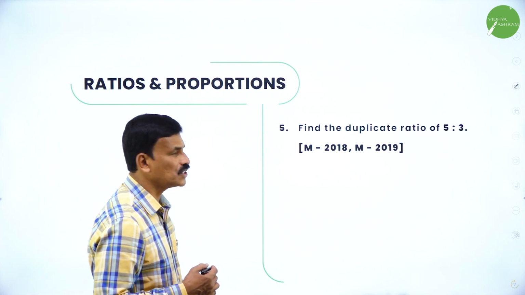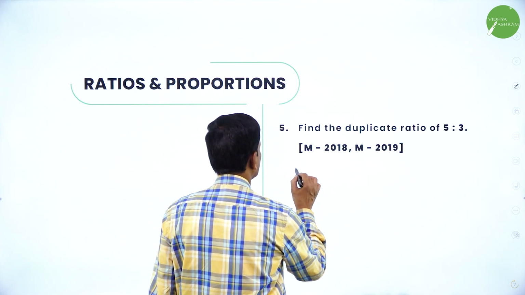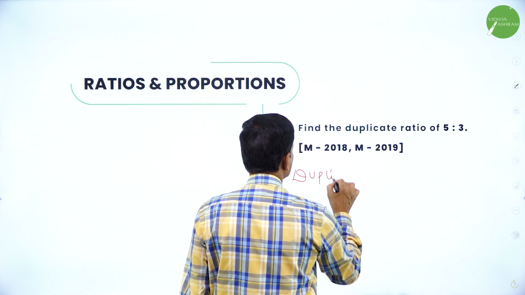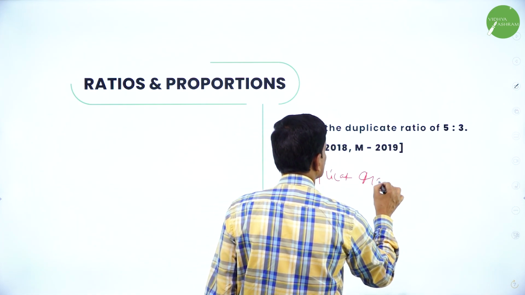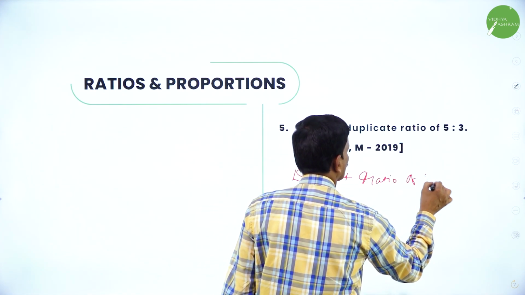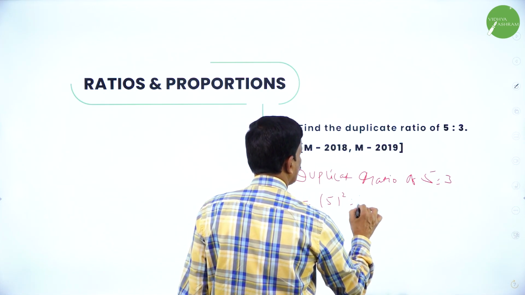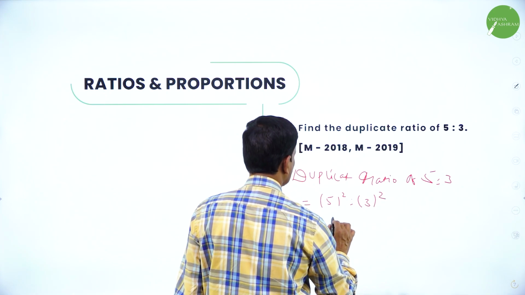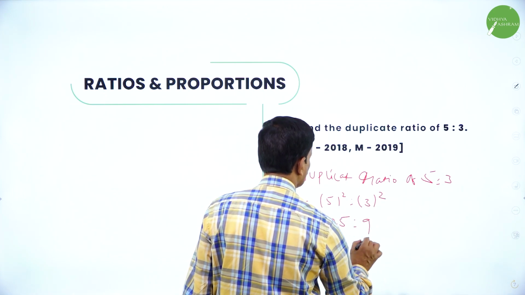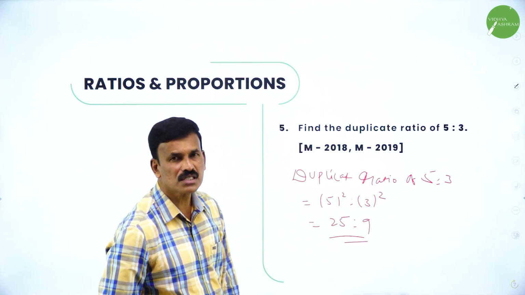Find the duplicate ratio. So the duplicate ratio of 5 is to 3 is nothing but, duplicate means 5 square is to 3 square. 5 square is 25 is to 3 square is 9. 25 is to 9 is the duplicate ratio.